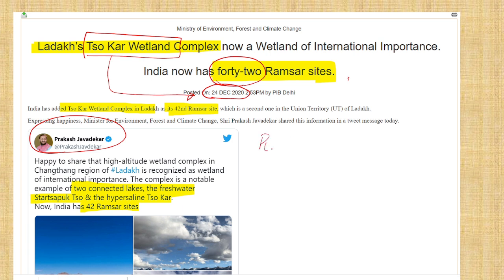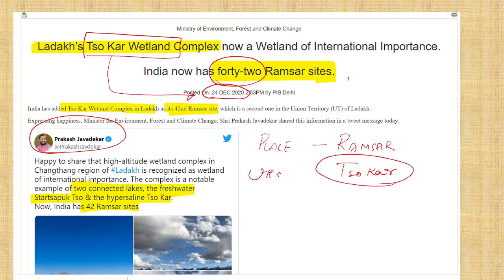They will ask the place and the Ramsar site. They will ask you to actually match it. So if they give you Sokar, they will give you Uttarakhand. So they will say that it is in Uttarakhand. But see this, it is in Ladakh. So this is how you have to know.